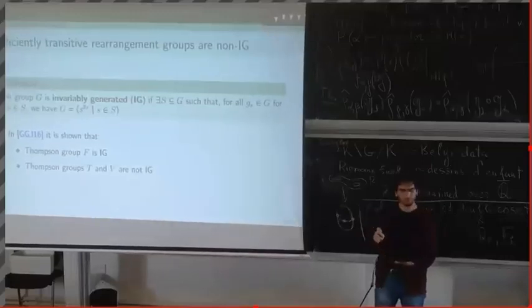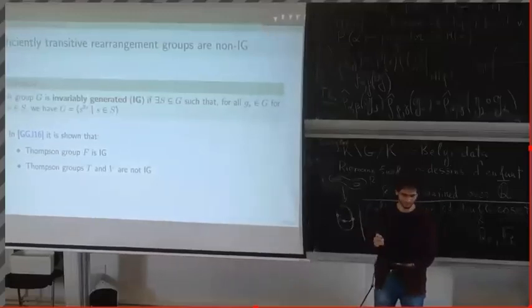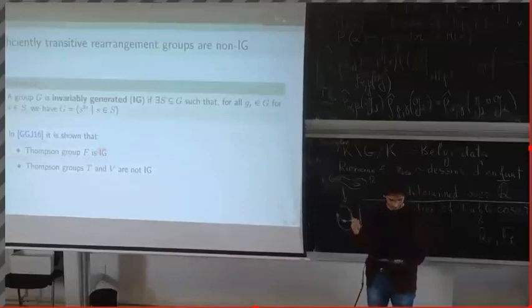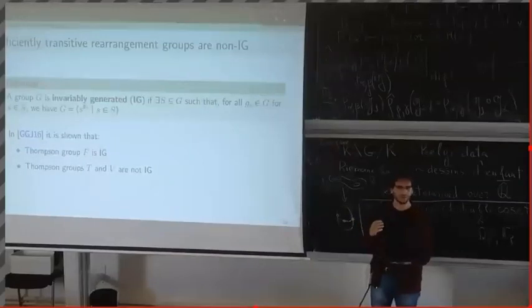And Thompson groups have been studied under these aspects. We know that, thanks to a paper by Golan and Sapir of 2016, Thompson group F is invariably generated. I didn't want to cut IG in half. And we actually know of a generating set of 3 elements that invariably generate.